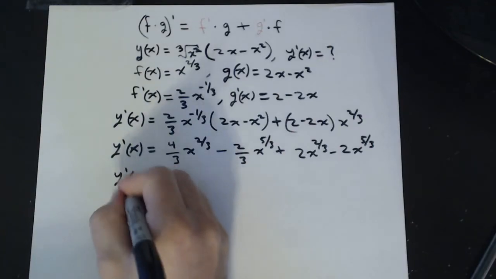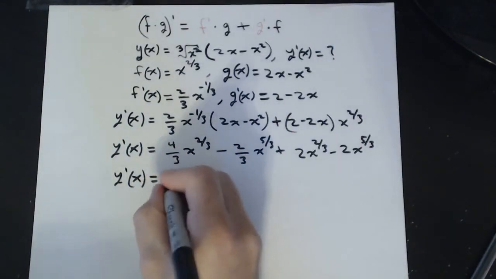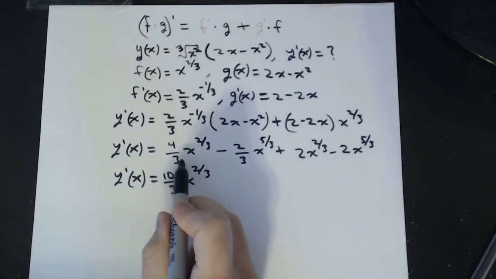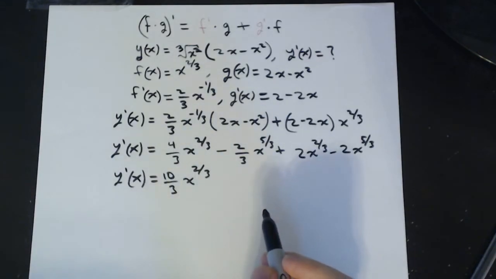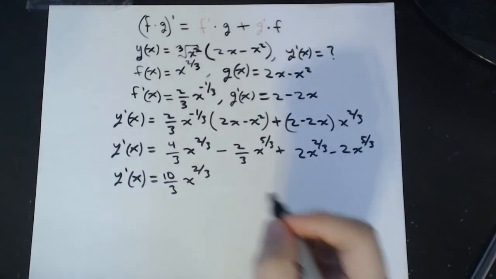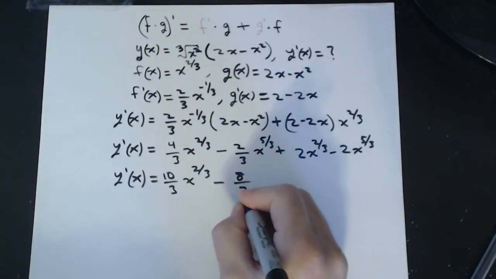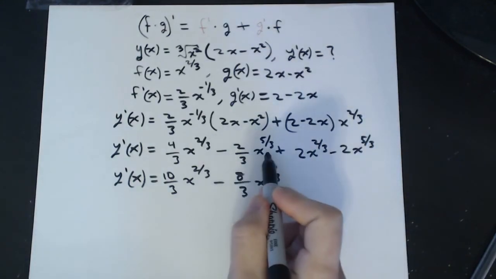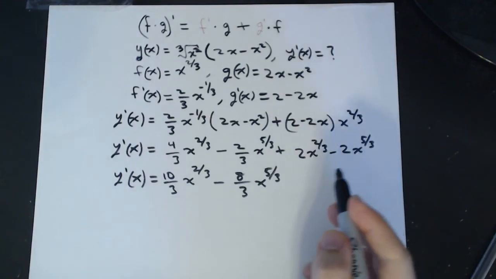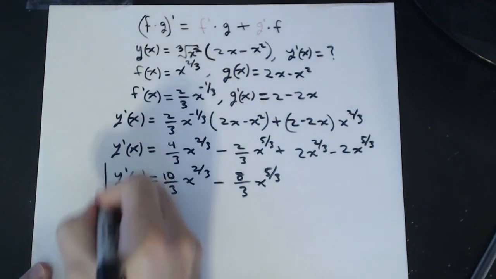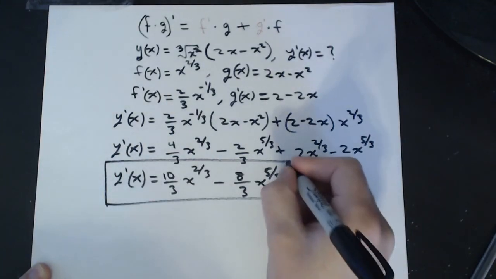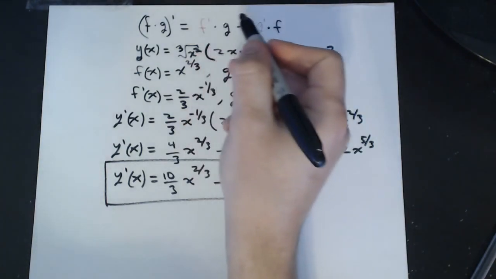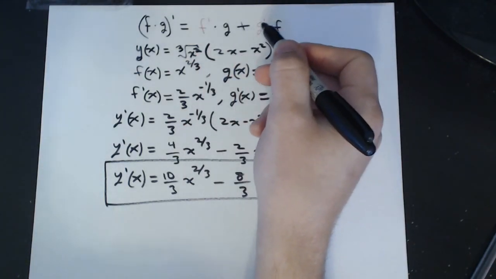and we'll get our final answer for y prime of x, which is going to be 10/3 x to the 2/3. So we do 4/3 x to the 2/3 plus 2x to the 2/3. We get 10/3 x to the 2/3. And this is going to be minus 8/3 x to the 5/3, which we get from minus 2/3 x to the 5/3 minus 2x to the 5/3. So this is good enough for your final answer for y prime of x. So the product rule for differentiation is simply take the derivative of f, leave g alone, plus take the derivative of g, leave f alone.